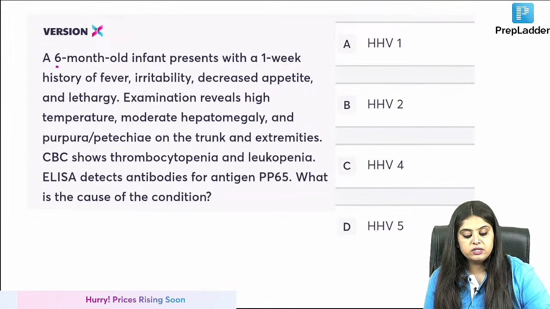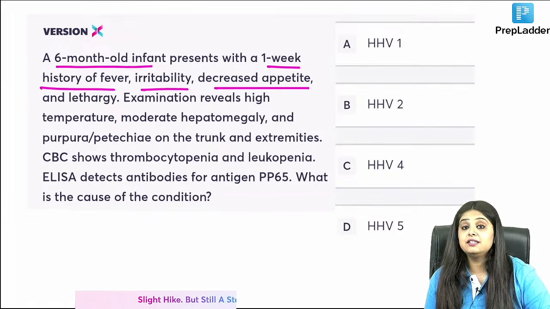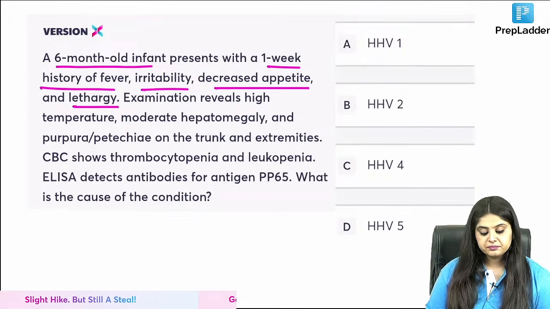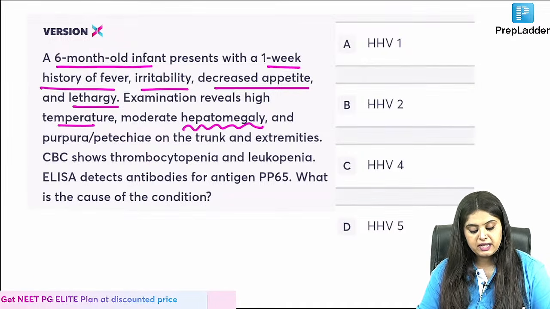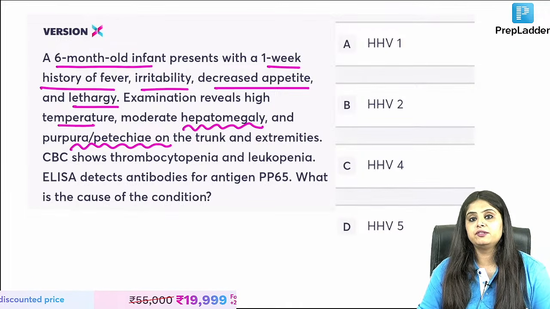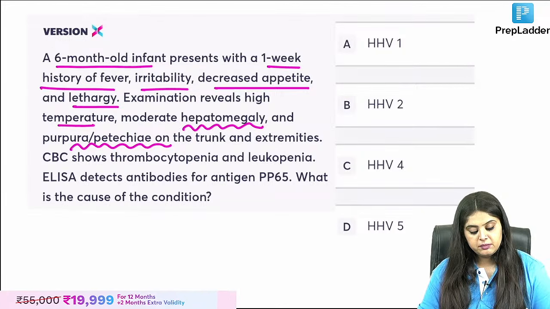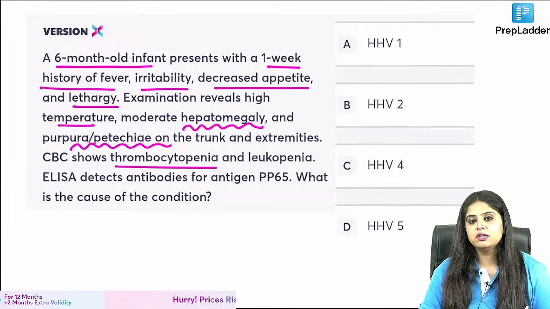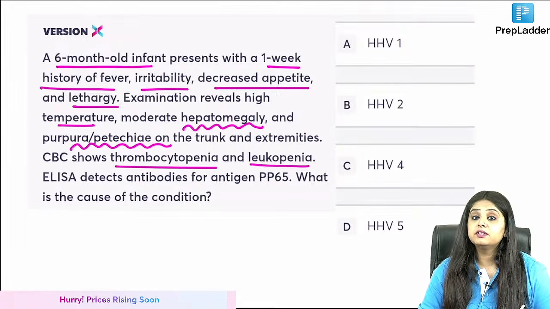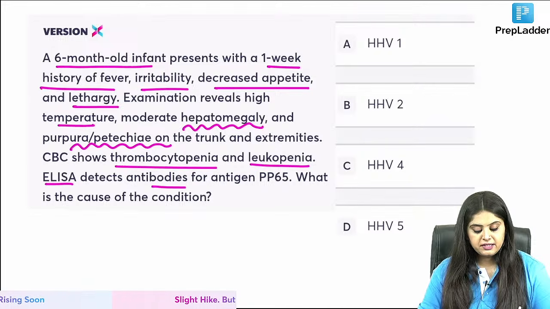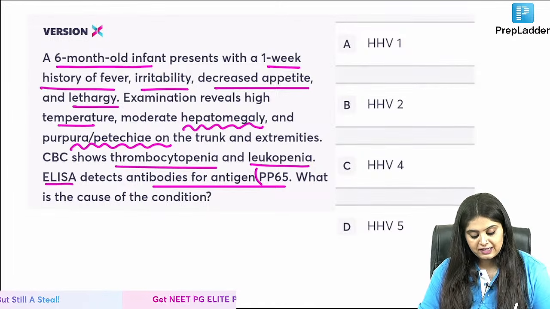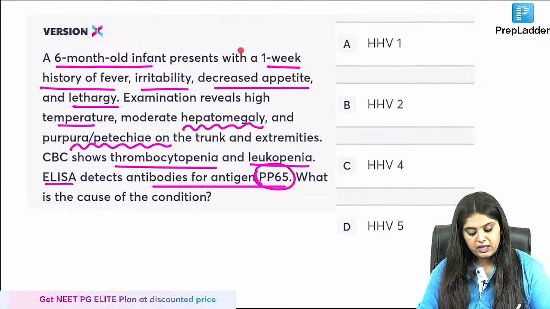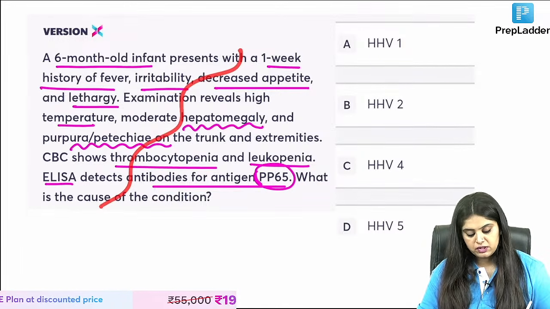There is a 6-month-old infant who presents with a 1-week history of fever, irritability, decreased appetite and lethargy. Examination shows fever, so temperature, moderate hepatomegaly, and there are petechiae and purpura present on trunk and extremities. CBC shows thrombocytopenia, and even the WBC is low. ELISA detects antibodies against antigen PP65. That's the buzzword, because until now any kind of virus can cause this situation.